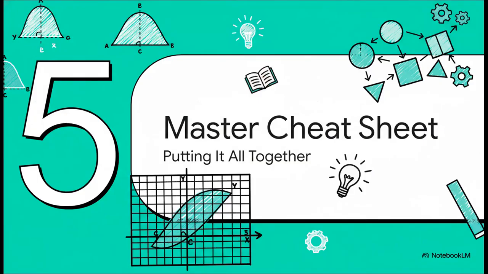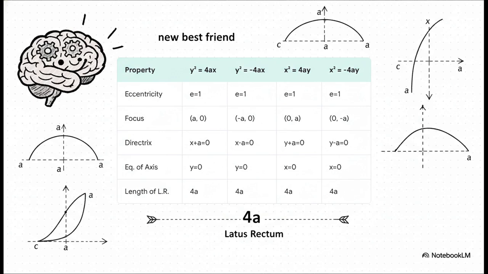Okay, I know that was a lot of info. Focus, directrix, latus rectum, all those equations. So let's pull it all together into one single, powerful cheat sheet that has everything you need at a glance. Here it is. This table is your new best friend. You can see all 4 standard forms lined up.